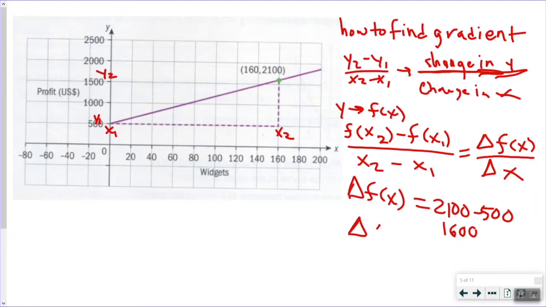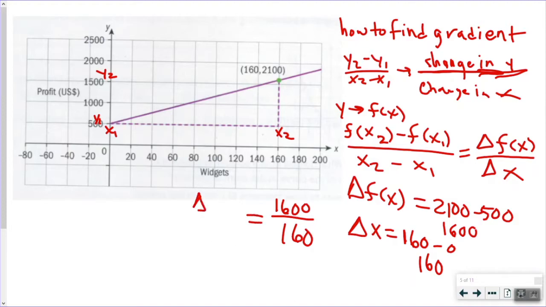What's the change in x? 160 minus 0, which is 160. So then I can write this like, I know you're dying. It's 1,600 over 160, right? And then we can simplify. Cancel out both zeros. So this is what our change in f of x over change in x equals. And if you simplify, what do you get? 1,600 over 16.